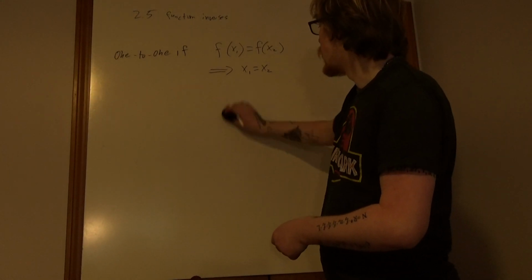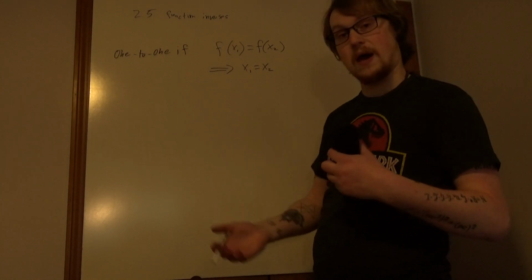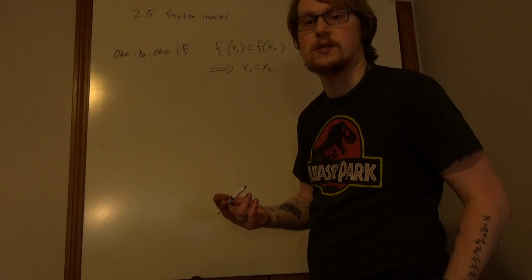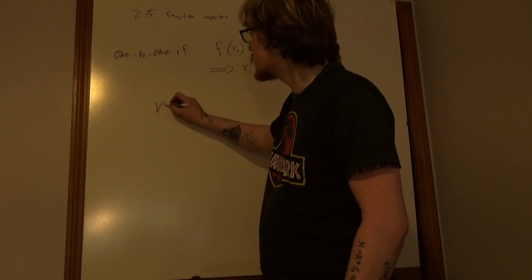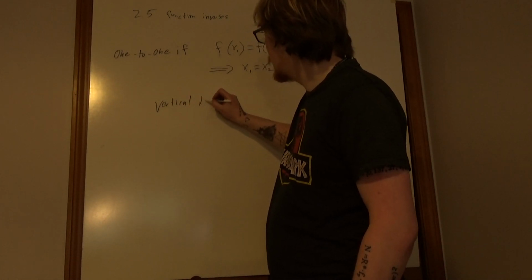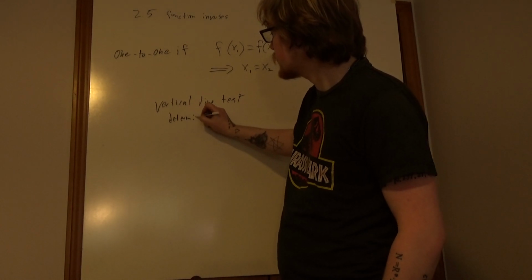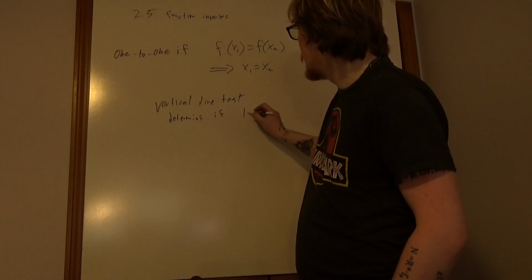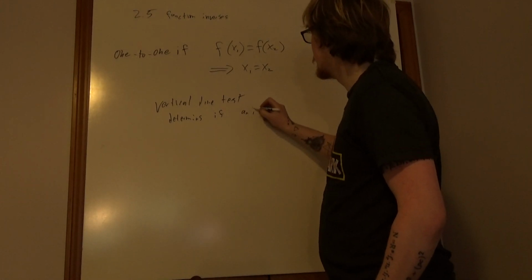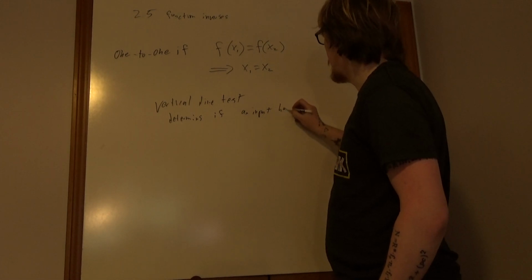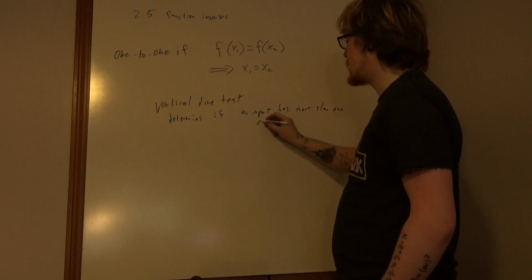Another way to tell when something is 1-to-1 beyond the formal definition is to get back to what I accidentally slipped up as a spoiler, which is the horizontal line test. The vertical line test determines if an input has more than one output.